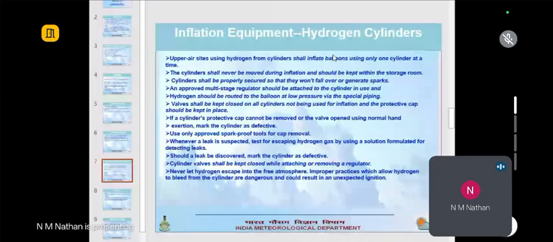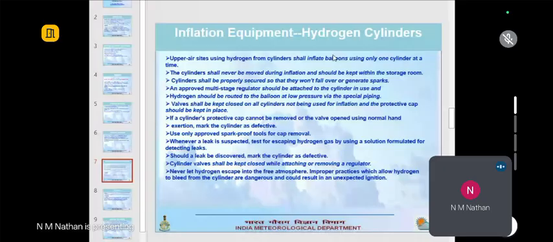Anyhow, you are not going to inflate the balloons yourself; casual laborers or the DPS only do this type of work. Your duty is to ensure safety and to monitor whether all these precautions are taken while inflating the balloon. And a multi-stage regulator should be attached to the cylinder.